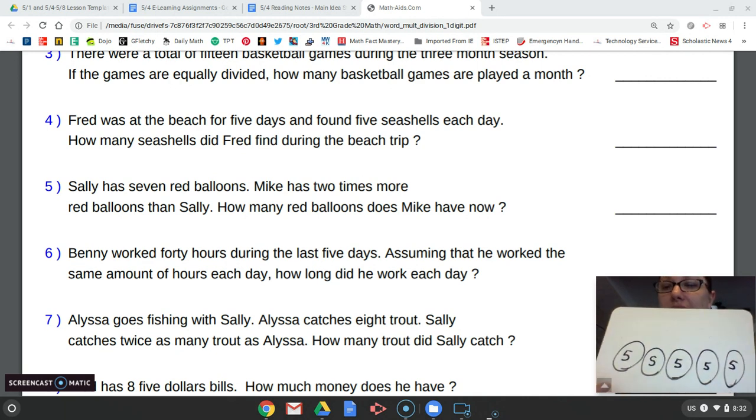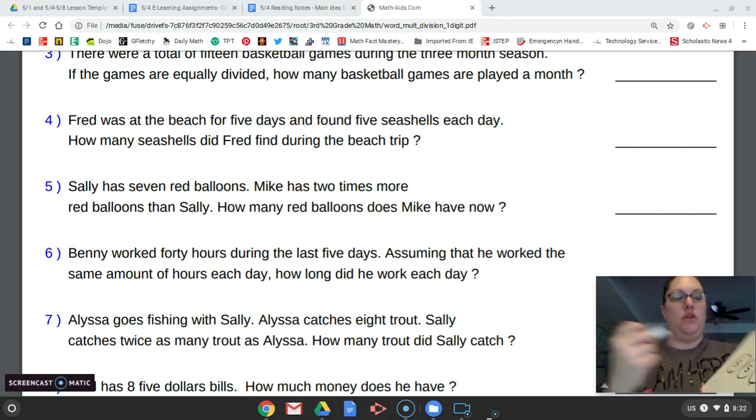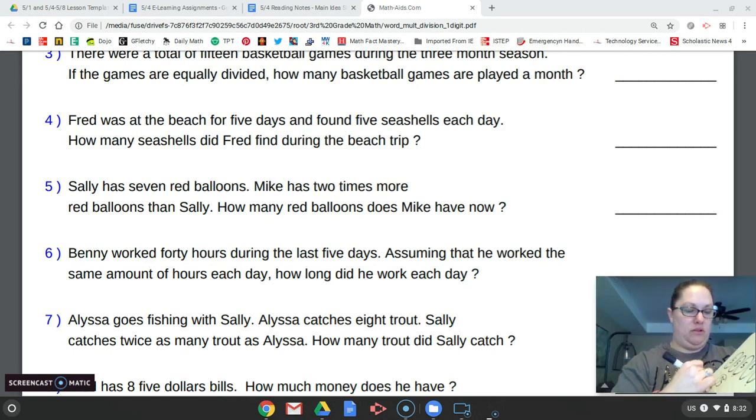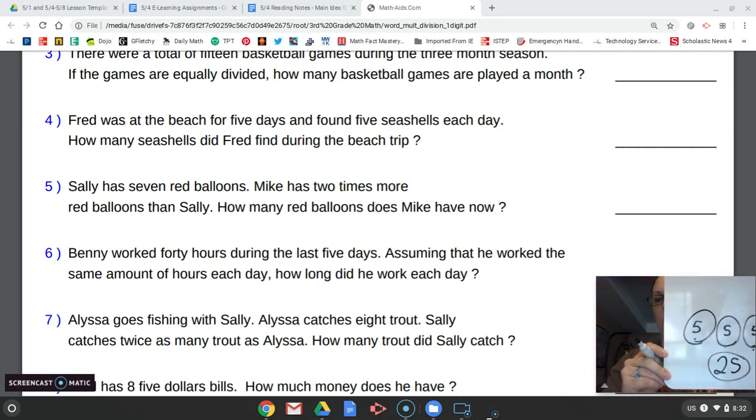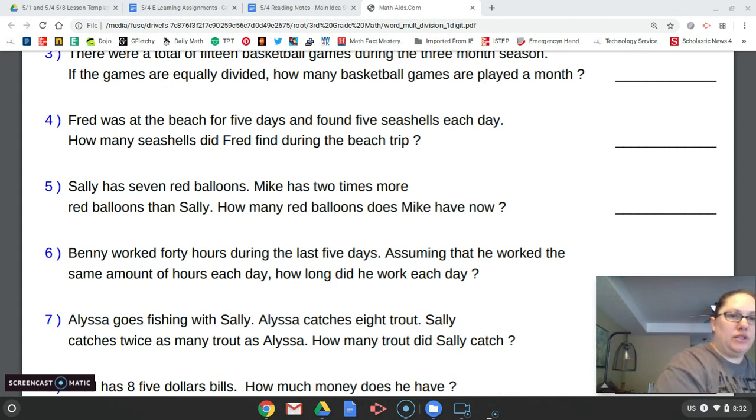So now all I have to do is count what's in my circles. 5, 10, 15, 20, 25. So altogether, he found 25 seashells. Okay, so we found the total. Let's look at number 8. We're actually going to skip down a few.